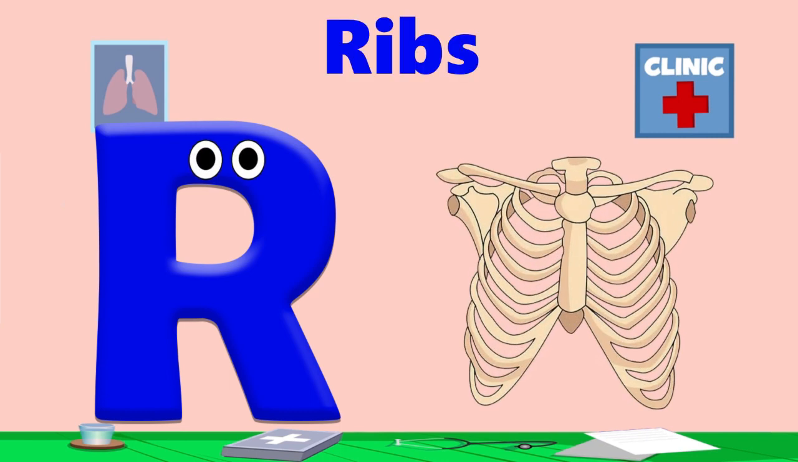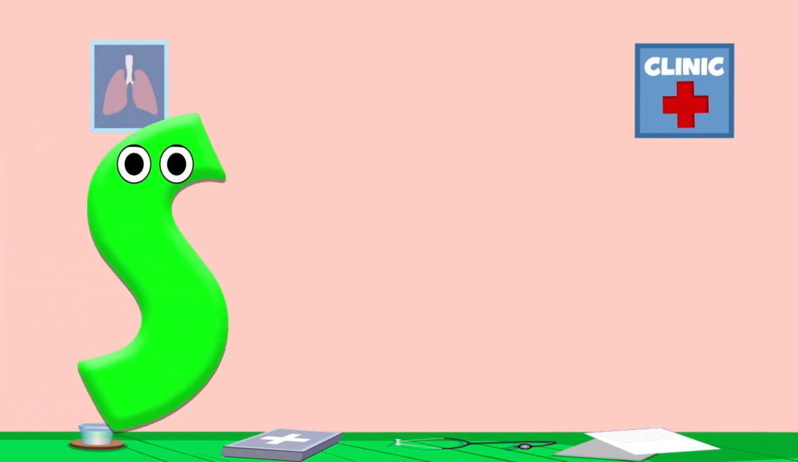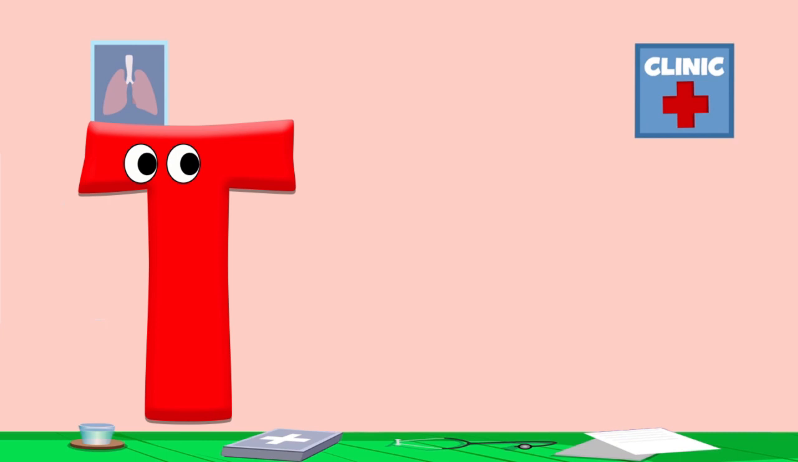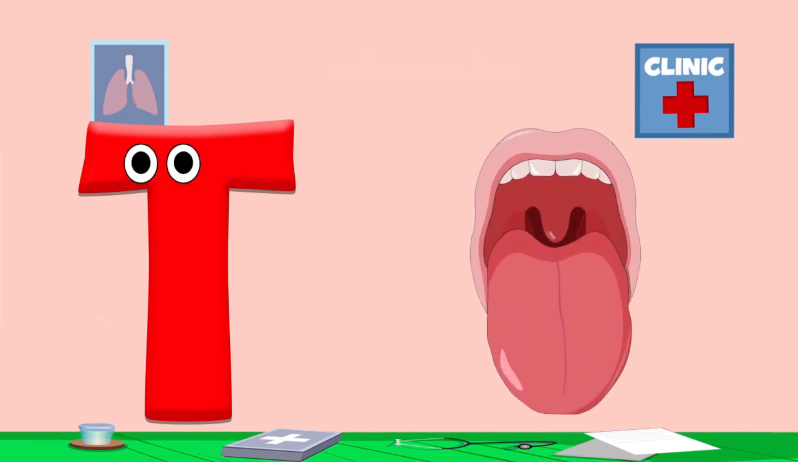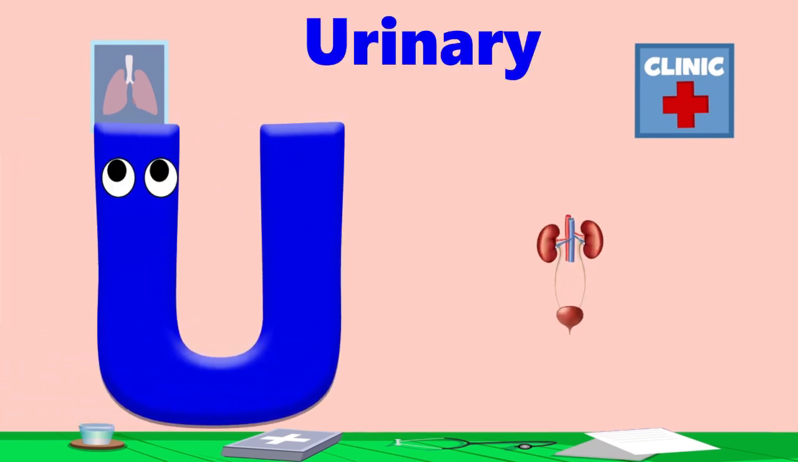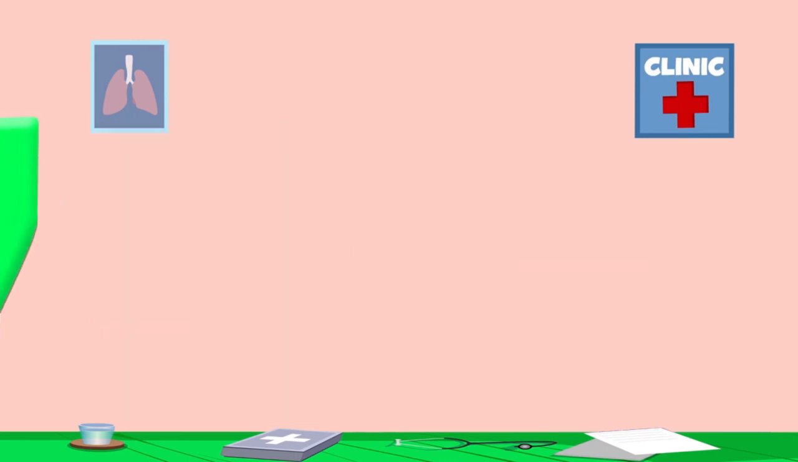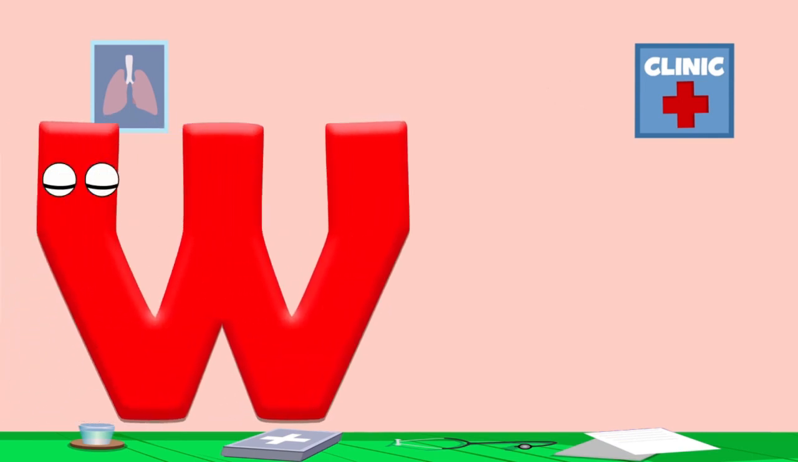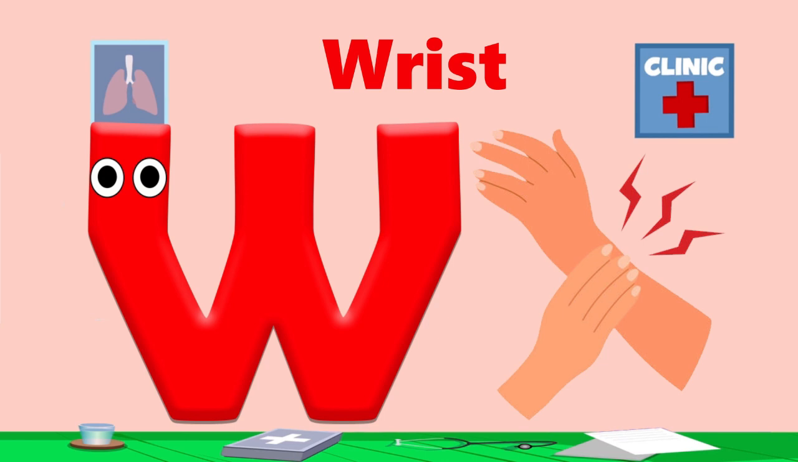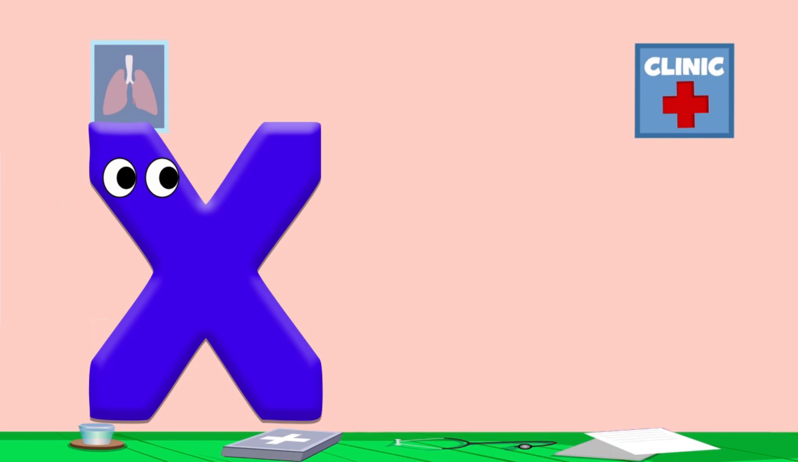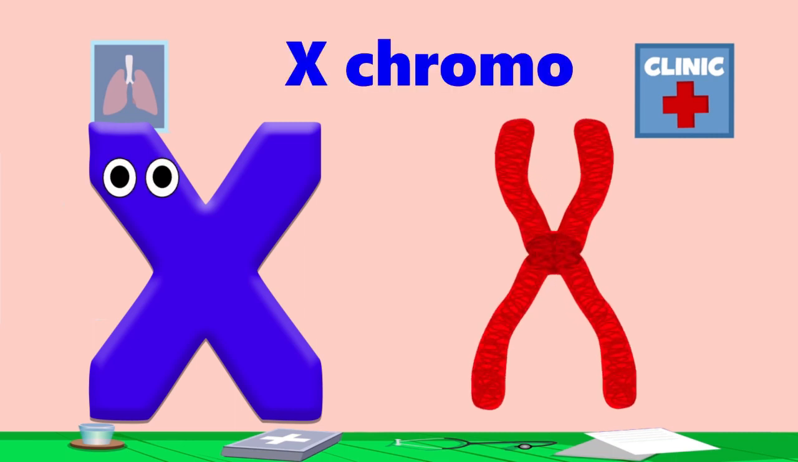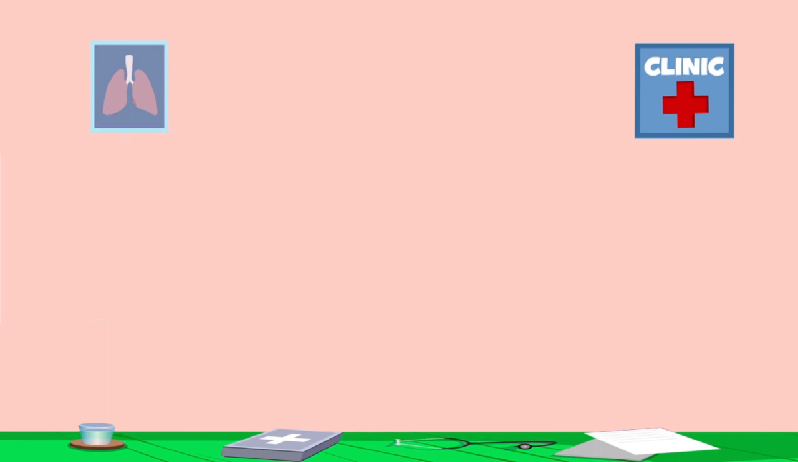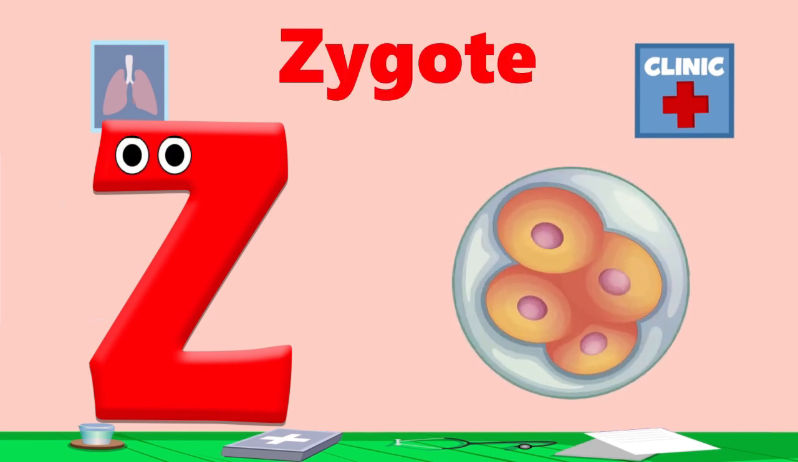R for ribs. S for stomach. T for tongue. U for urinary. V for wine. W for breast. X for X chromosome. Y for Y chromosome. Z for zygote.